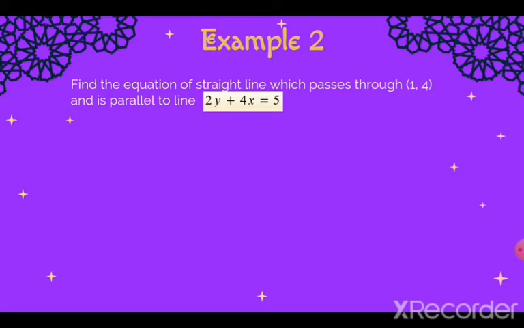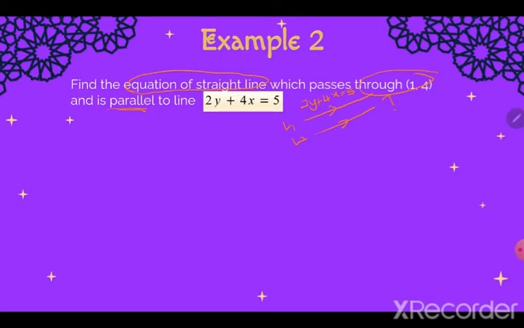Find the equation of the straight line which passes through (1, 4) and is parallel to the line 2y plus 4x equals 5. So, we are talking about finding the equation of a straight line that passes through (1, 4) and is parallel. If we want to describe this in a diagram, we have this line 1, in which the equation is 2y plus 4x equals 5, and we have another line which is parallel to it, but what is the equation?